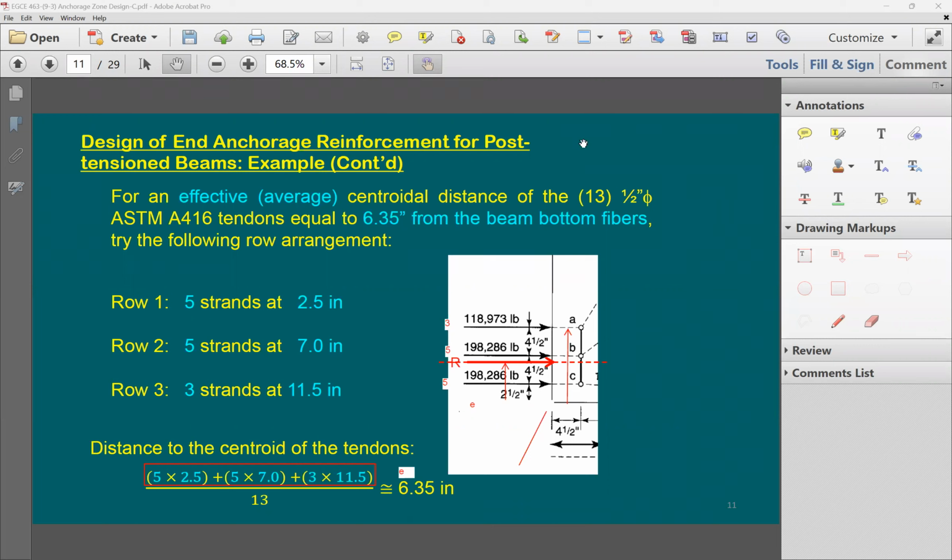Yes? The number of strands in each force, was that given for the problem, or did you decide how to divide up the strands in your design?